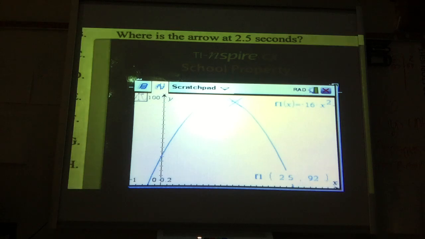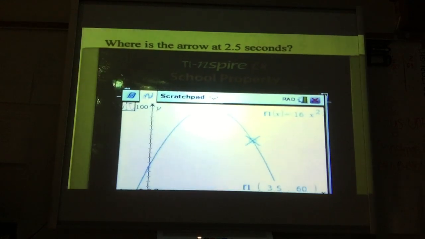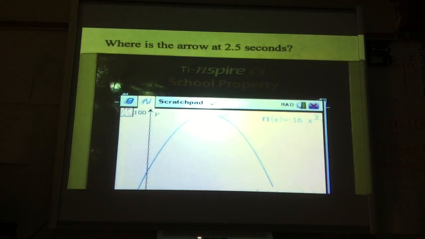Maybe if you wanted to find, for example, like 3.5, press enter. It tells you, oh, it's at 60 feet. All right. But again, we're looking for where is the arrow at 2.5 seconds. So at 2.5 seconds, it's at 92 feet. So I would just write over to the right side of this question, 92 feet.